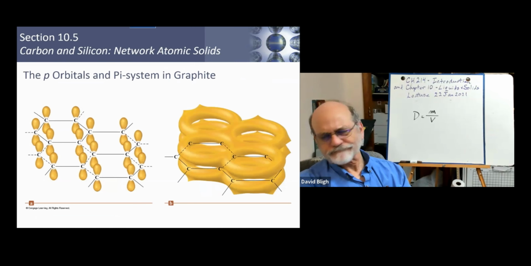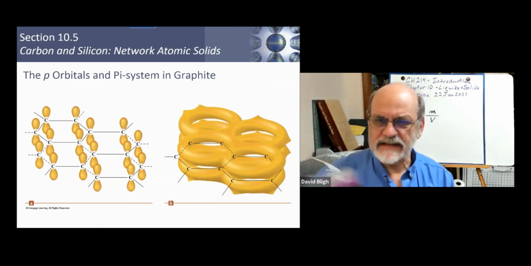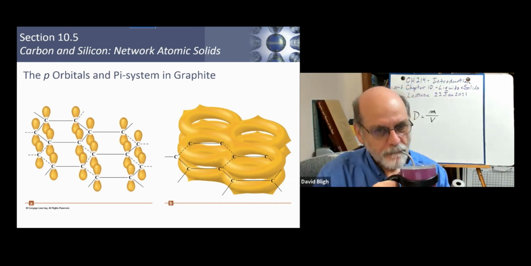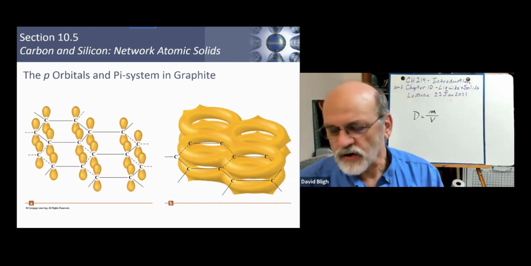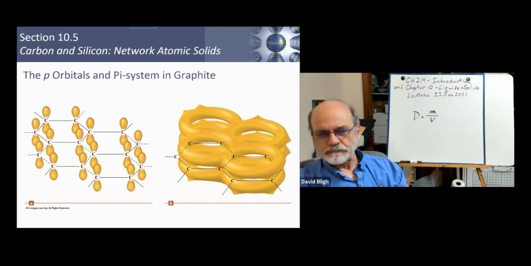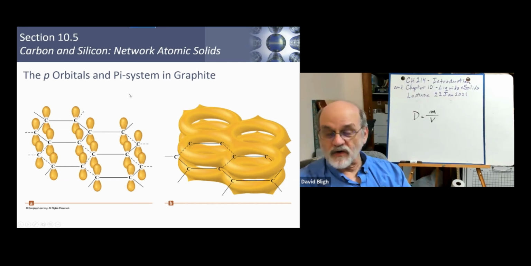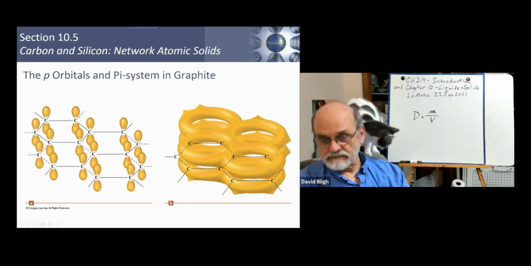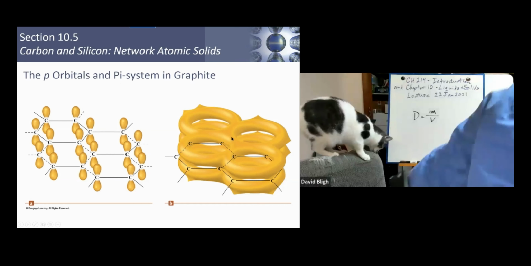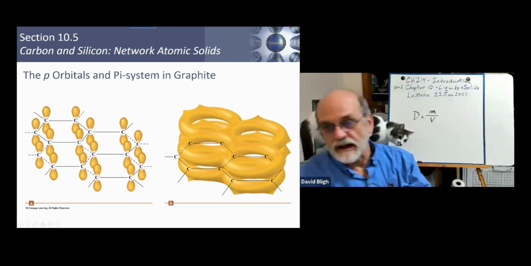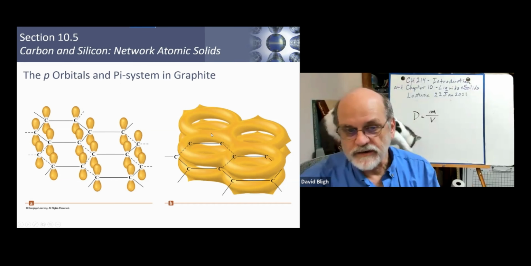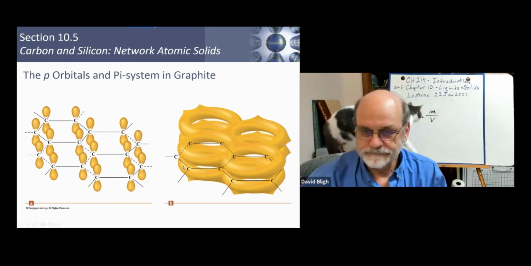Okay, so we talked a little bit about delocalized electron densities in our molecular orbital discussion. And this is just another way of looking at graphite. The really strong bonds are here in this hexagonal structure, and the weak bonds are between the layers.